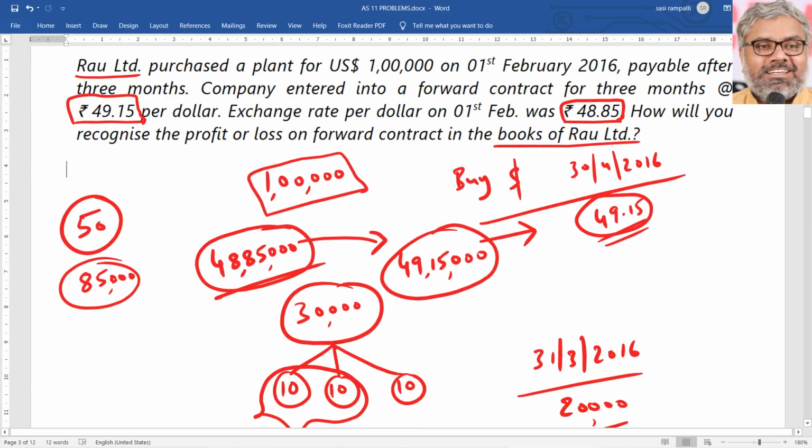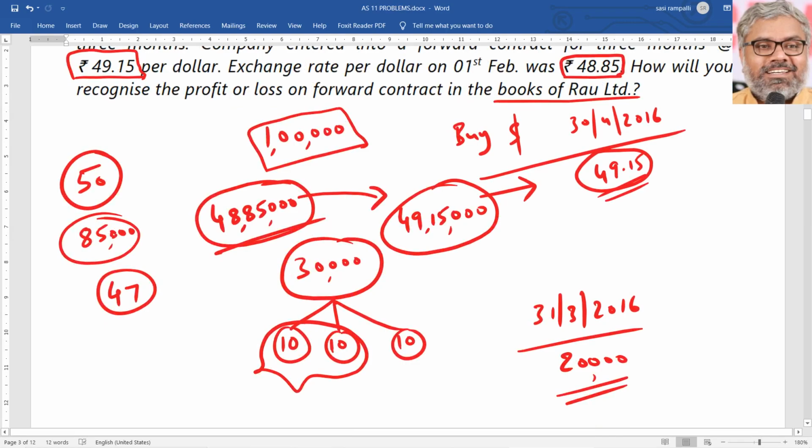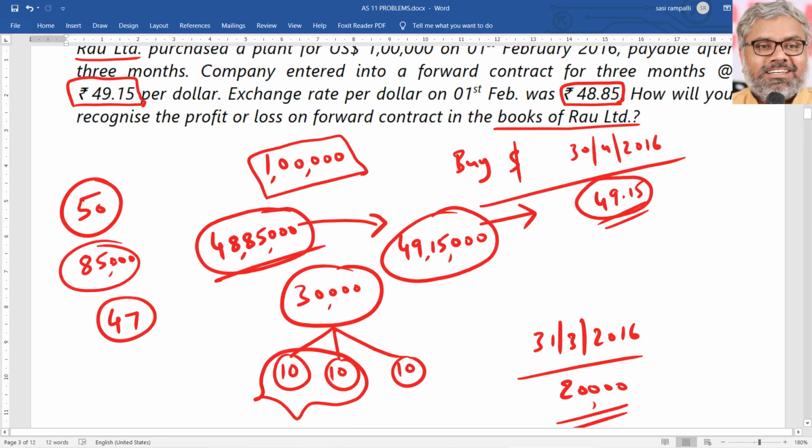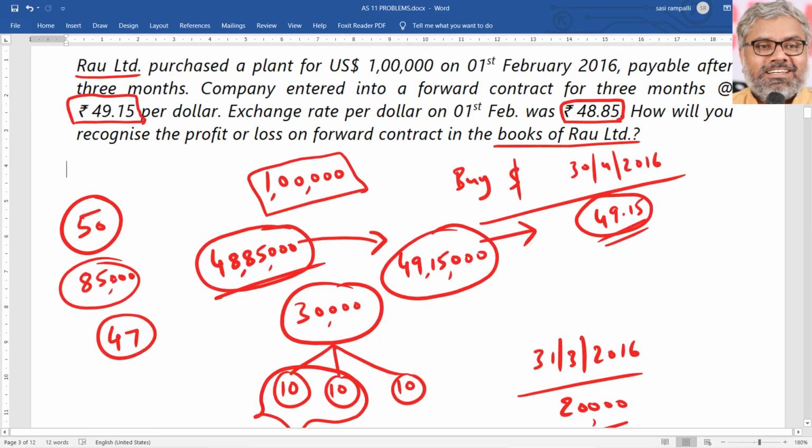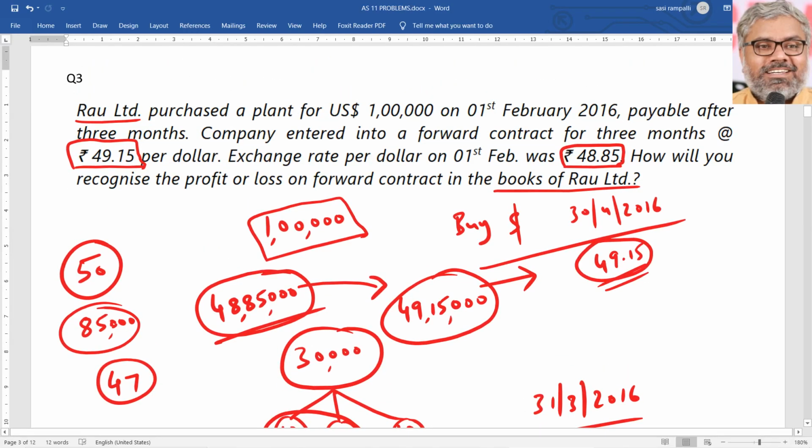But what if the dollar has actually moved down to 47 only? What if? Then definitely Rao Limited is not in a good position. However, for this purpose, it can have another type of derivative instruments where it will have an option. This is not an option, this is only a forward exchange contract.